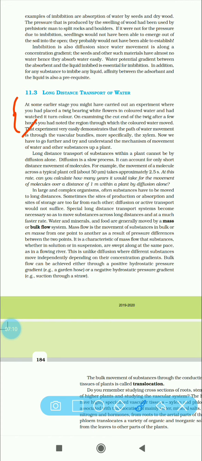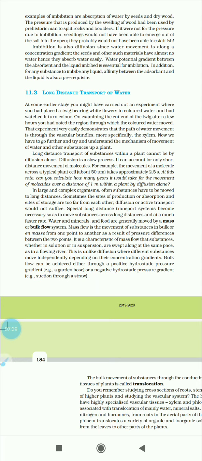So let's say if you put the flowers in blue colored water, the flowers which were white will become blue in color. When you cut the end of the twig after a while, you'll see that there is a region inside which there will be movement of the water. It is basically the movement of water through the vascular bundles, and more specifically this movement happens through the xylem.